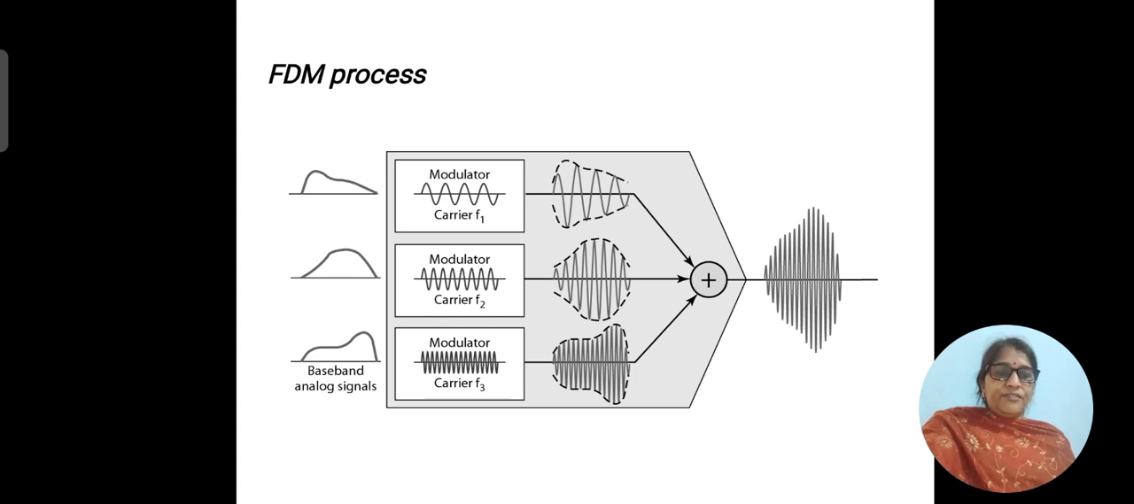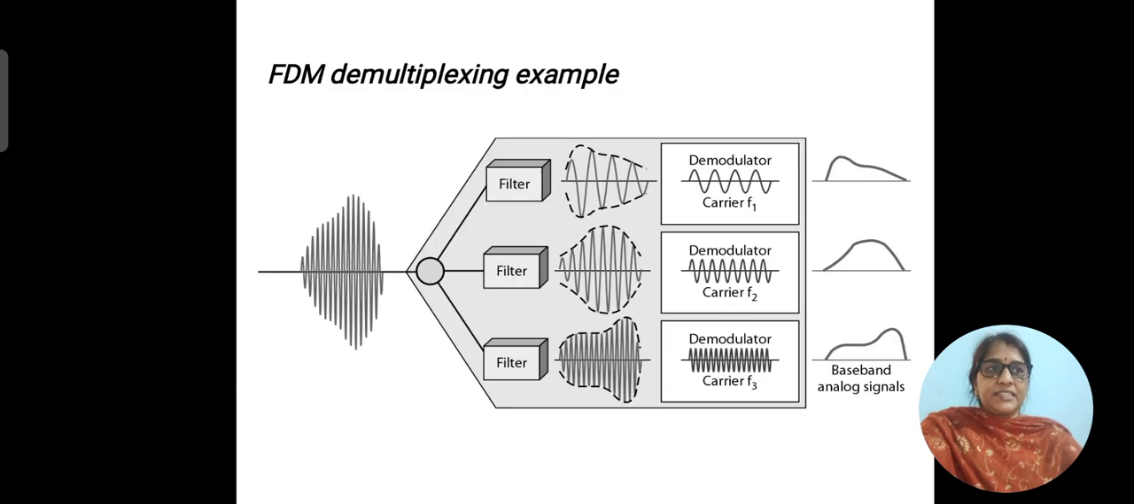So from the demultiplexer, we are filtering all the signals by filter 1, filter 2 and filter 3, that is a demodulator in which we have carrier F1, a demodulator in which carrier F2 and carrier F3. Then again we are receiving the original signal.